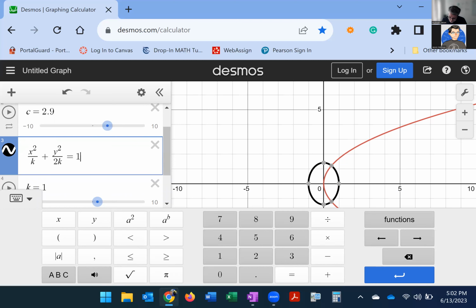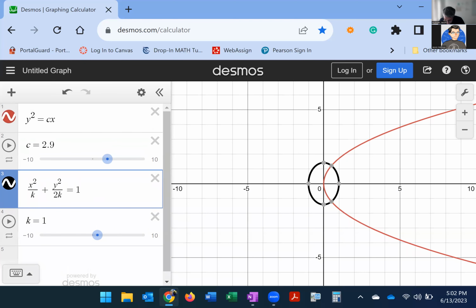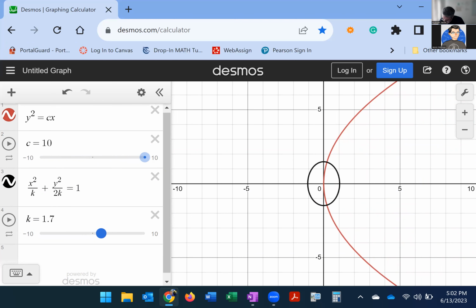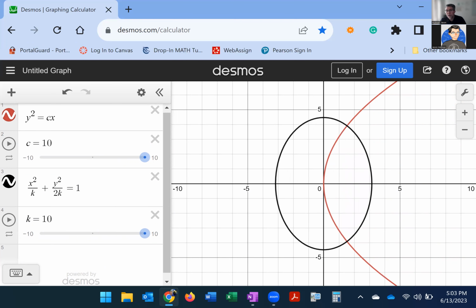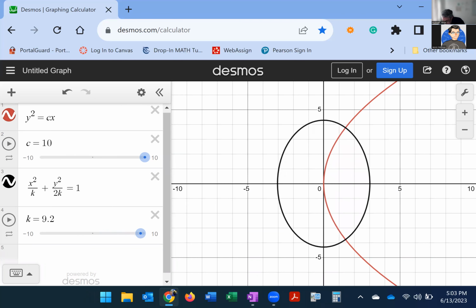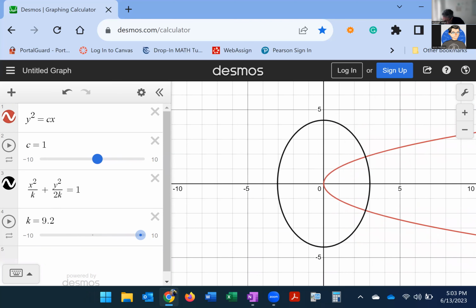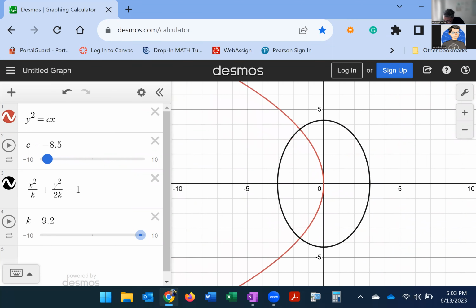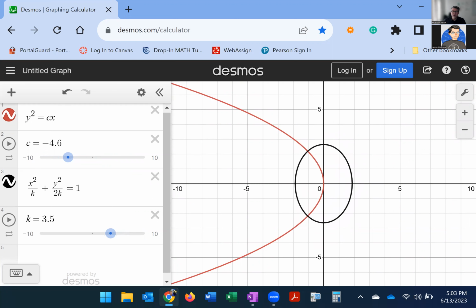Now we can basically manipulate c and k however we want, and no matter what they are, they're always going to be perpendicular. They're always going to have perpendicular tangent lines. The slopes of the tangent lines are always going to be perpendicular, no matter where I'm at on any of these two. However big the ellipse gets, or however I manipulate it, it's always going to be perpendicular. You can kind of see that as we go around. That's kind of cool. It's a cool little thing about mathematics.